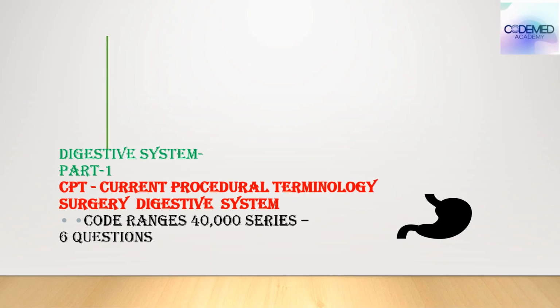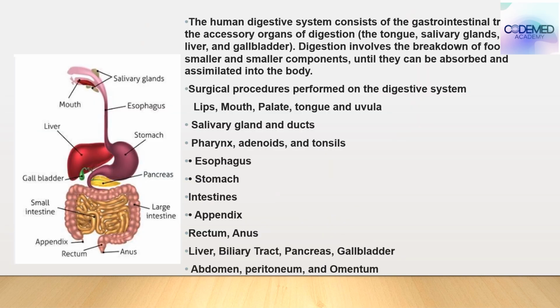We are beginning with the digestive system, and it will be divided into 3 parts. So let's begin with part 1, and this is the 40,000 series, and you can expect 6 questions on this system. The human digestive system is the longest system.